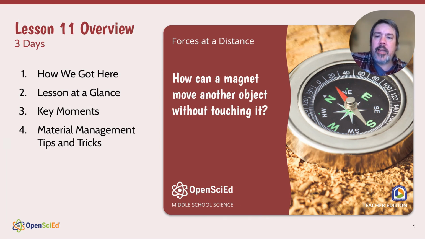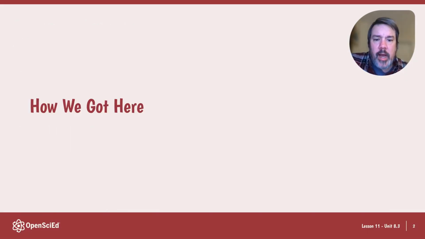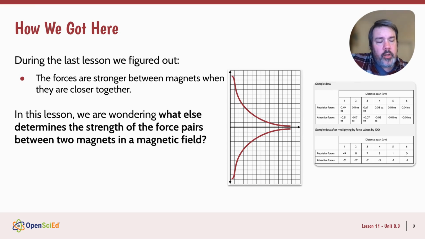So we're going to look at how we got here, take a look at this lesson at a glance, look at a few key moments, and then dig into some tips and tricks and material management. All right, so let's remind ourselves how we got here. In the last lesson, we were curious about how the force varied between magnets when they were closer together. We did some testing, collected some data, and realized there was a relationship between distance and force. So in this lesson, we're wondering what else determines the strength of those force pairs between two magnets. What else can we mess with to see if that will affect that strength?